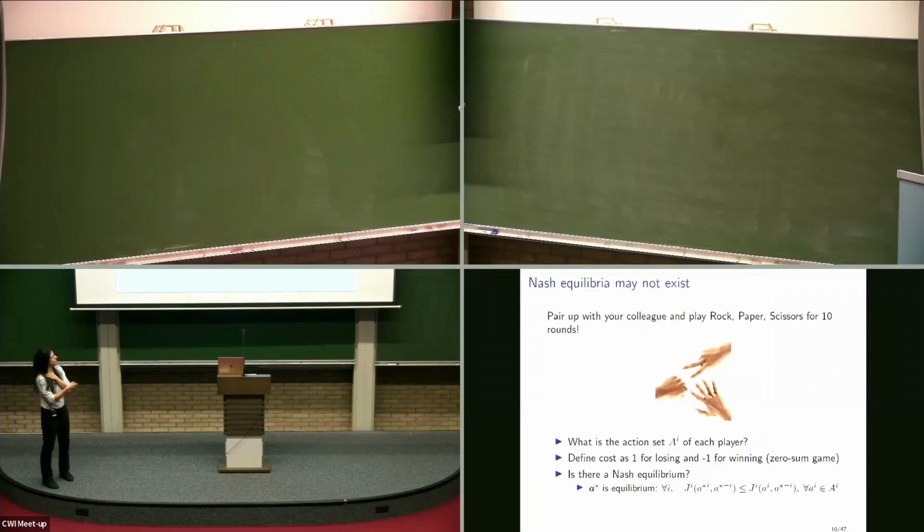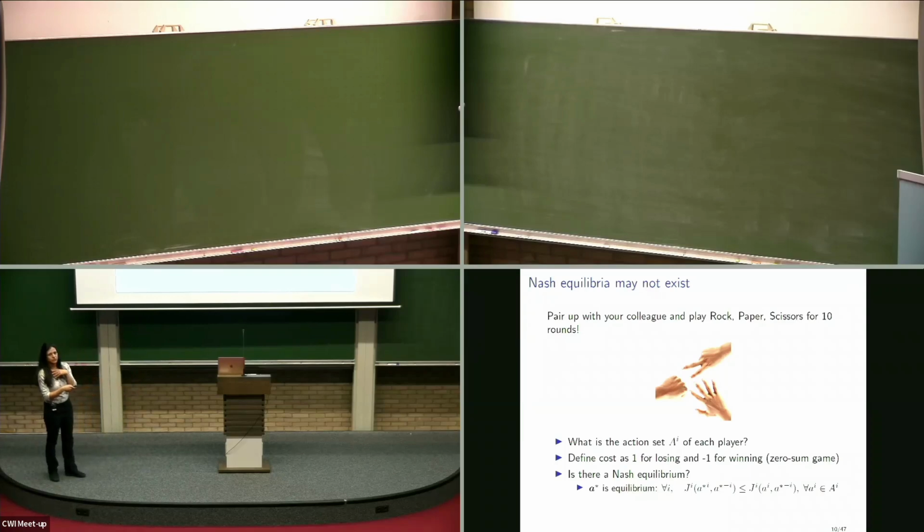The Nash equilibria may not exist, so maybe we can think of a simple game like rock, paper, scissors. You can try to play it with your colleagues. By the way, I actually have a course on game theory this semester, and we try to play some games also. So if you just think of rock, paper, scissors, you're in two-player, and each player has three actions.